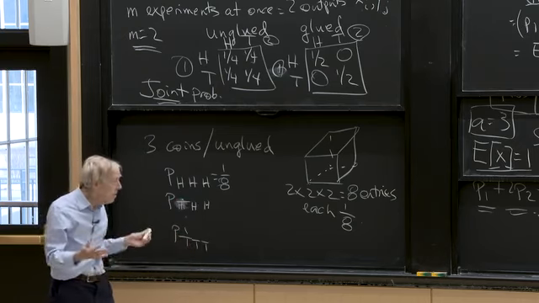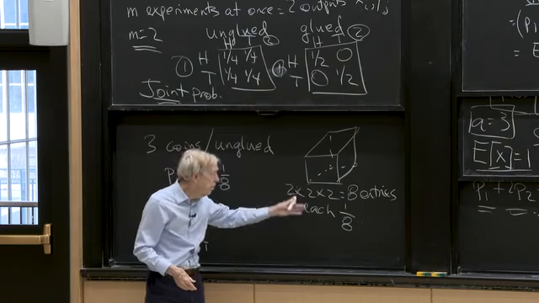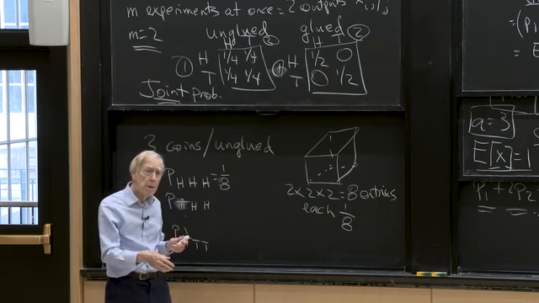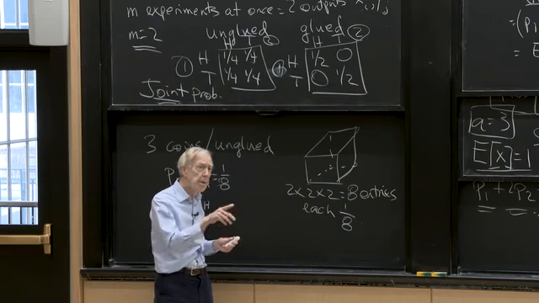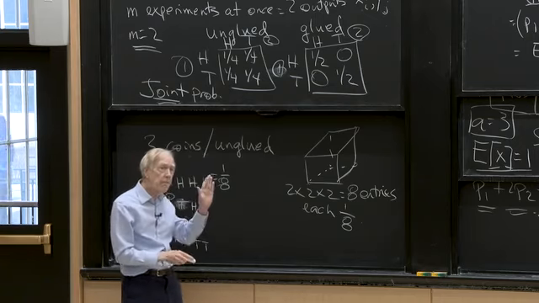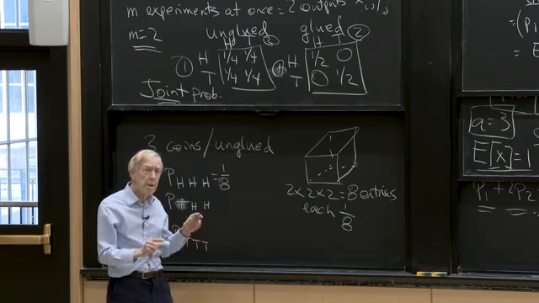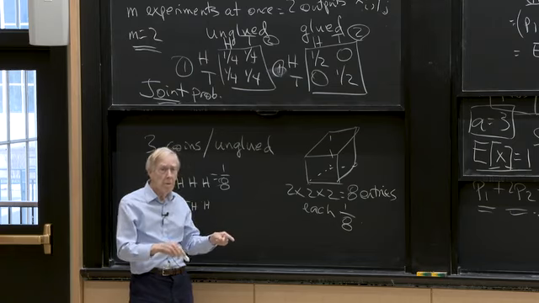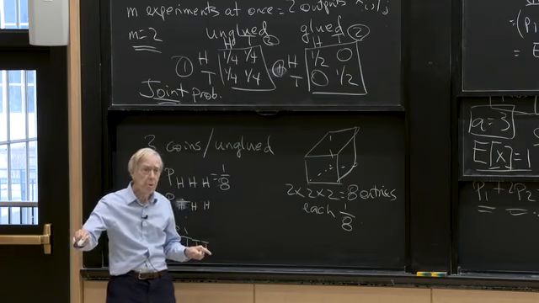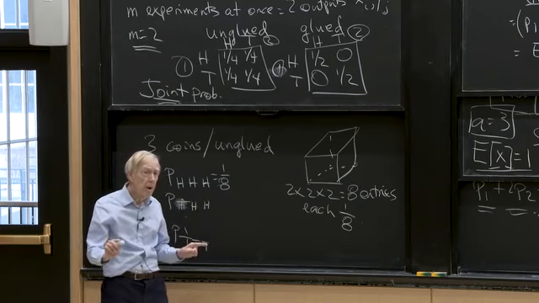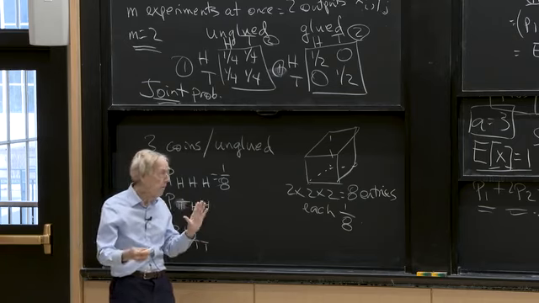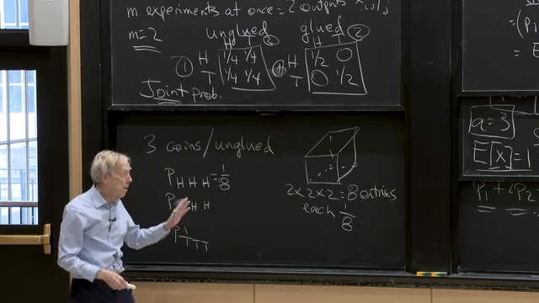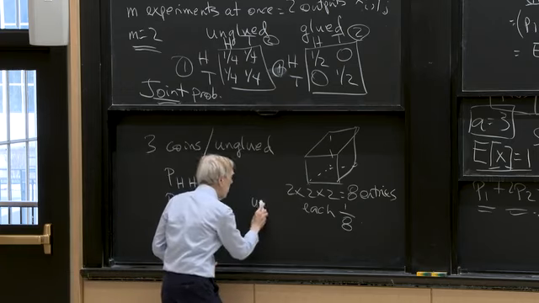I would still have a 2 by 2 by 2 tensor of all the possibilities. But some of those are going to have probability 0, the joint probability. If I've glued coin 1 to coin 3, then the probability of jointly seeing heads on 1, whatever on 2, tails on 3 will be 0, right? Because that can't happen if I've glued coins 1 and 3. So I'll have 8 entries in here. This is the unglued case.